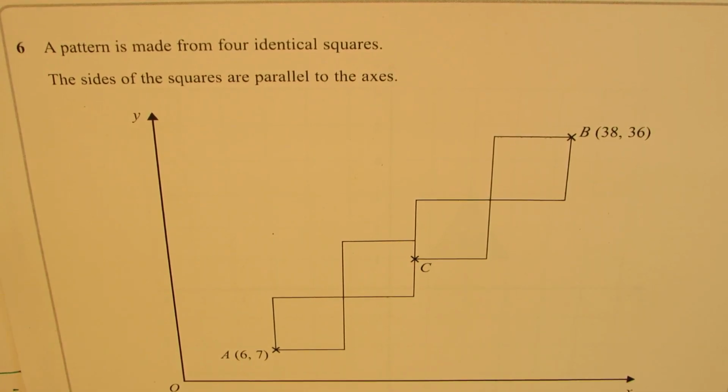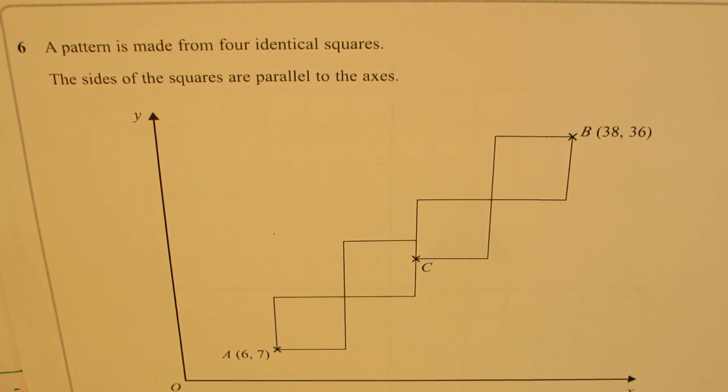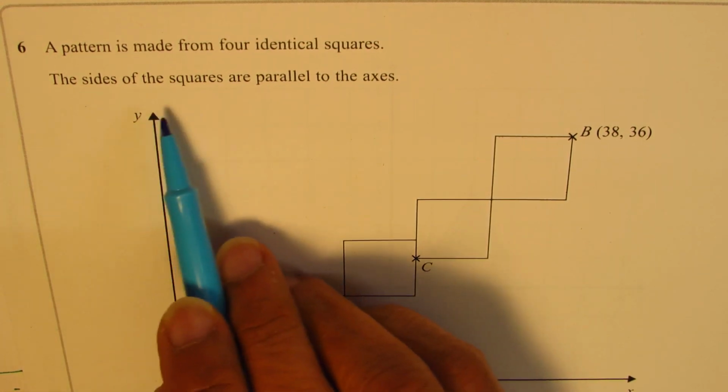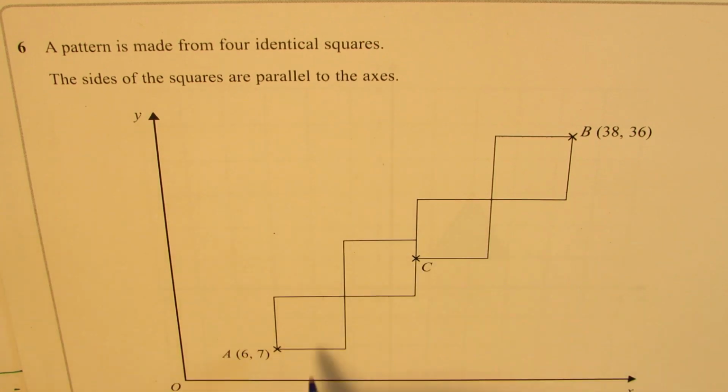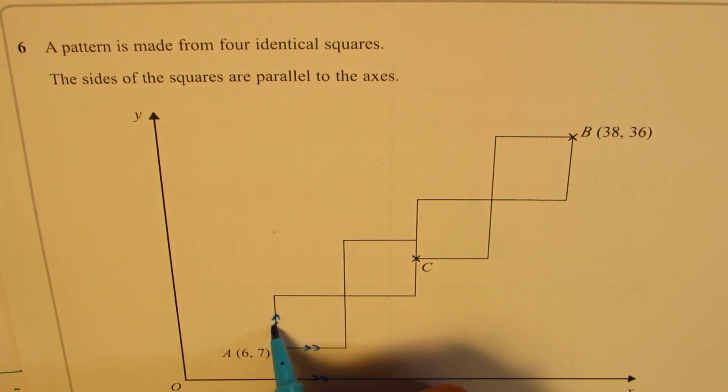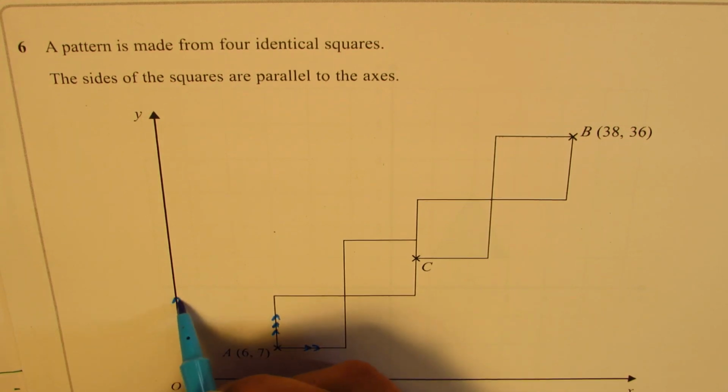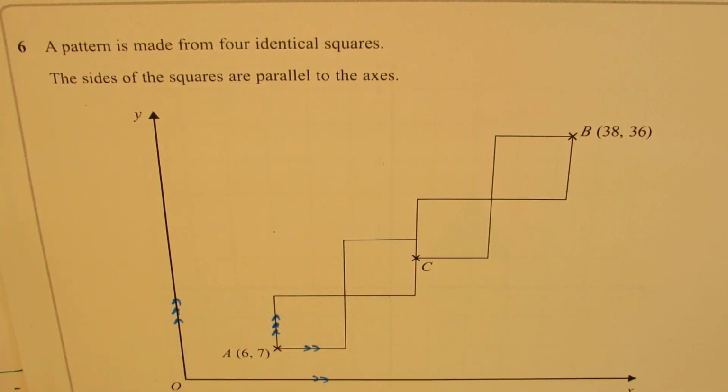Question here is, a pattern is made from 4 identical squares. The sides of the squares are parallel to the axis, right? So this side, for example, will be parallel to this axis. That will be parallel to the y-axis.